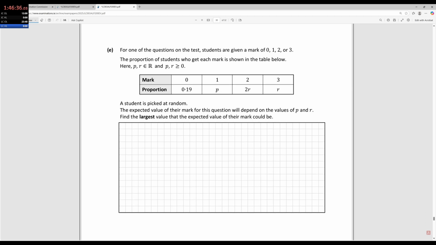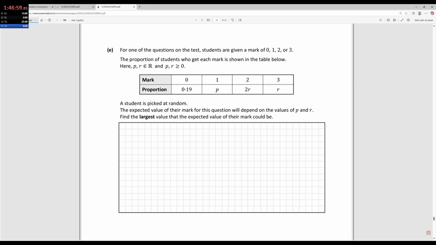For one of the questions on the test, students are given a mark of 0, 1, 2, or 3. The proportion of students who get each mark is shown in the table below. P and R are real numbers greater than or equal to 0. Students are picked at random. The expected value of their mark for this question will depend on the values of P and R. Find the largest value that the expected value of their mark could be.